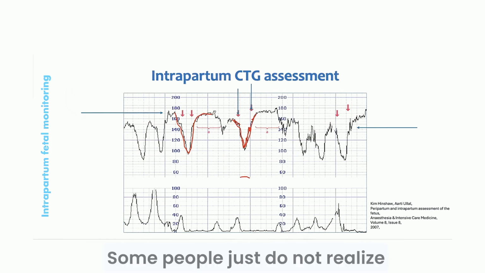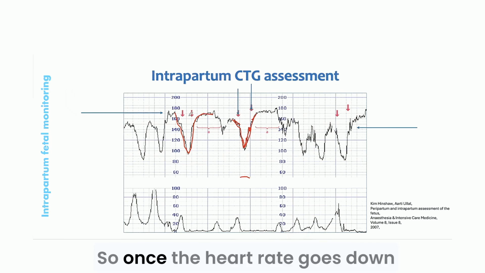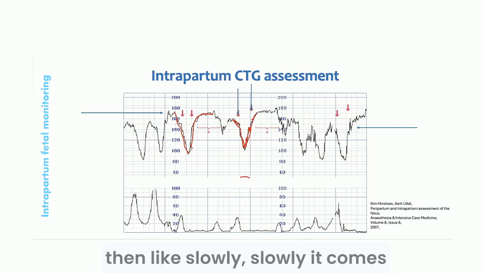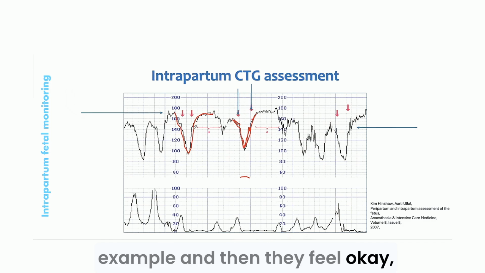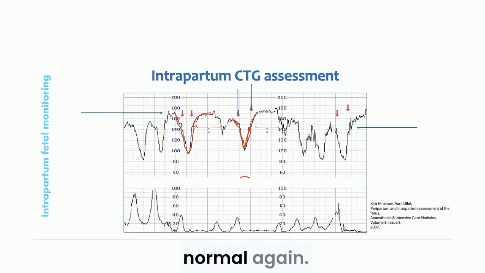Some people just do not realize where the baseline is. So once the heart rate goes down to 100, they get really worried. And then slowly it comes back to become, like, 140, for example. And then they feel, okay, the deceleration has gone. Now it's resolving. Now it's becoming normal again. But that's not true. Let's see this example.